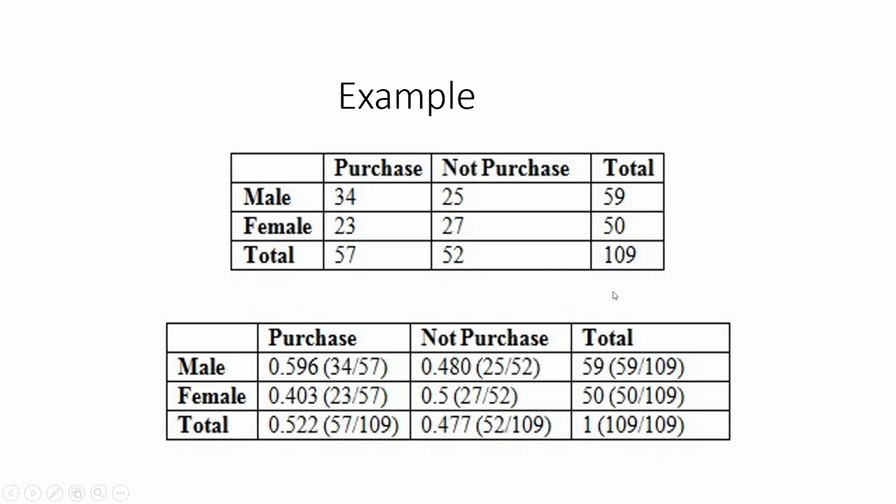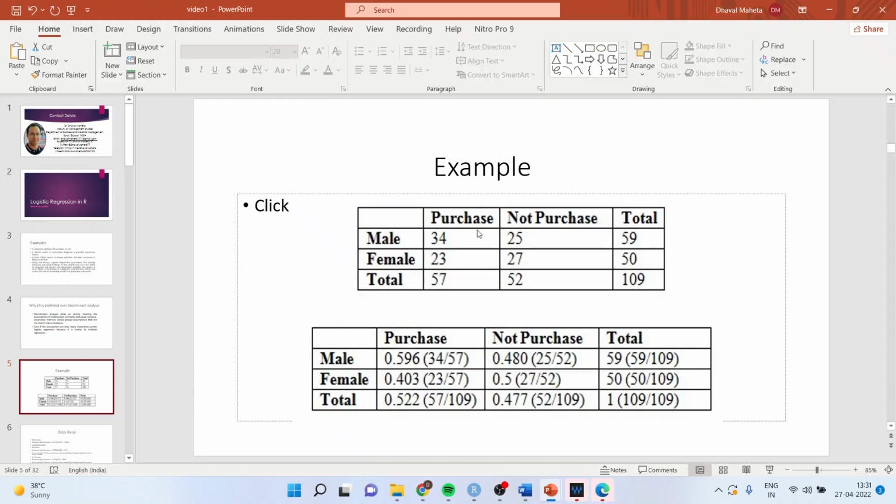Let us understand an example. We have data in which gender is on one side and whether they will purchase a branded product or not. So male purchasing the branded product, female purchasing the branded product, male not purchasing the branded product, female not purchasing the branded product. Male purchasing the branded product, 34; male not purchasing, 25; female purchasing the branded product, 23; female not purchasing the branded product, 27 people.